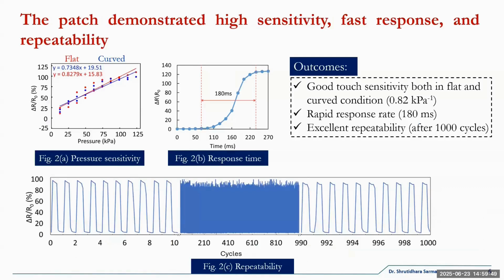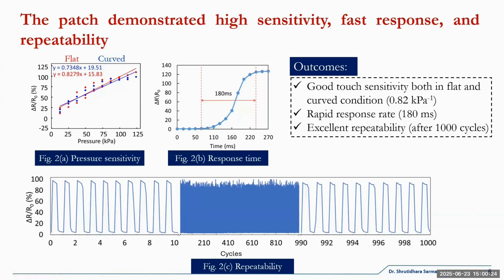Once we made the patch, of course, we have to calibrate it. We calibrated for pressure sensitivity, both on curved as well as on flat surfaces. You can see there has been a slight drop, but it is not very high. The sensitivity is 0.82 in the flat case, and it reduces to 0.73 when you curve it to an extreme radius of curvature. The response time is really fast, only 180 milliseconds, so it is kind of instant. And the repeatability is excellent. We studied it here.